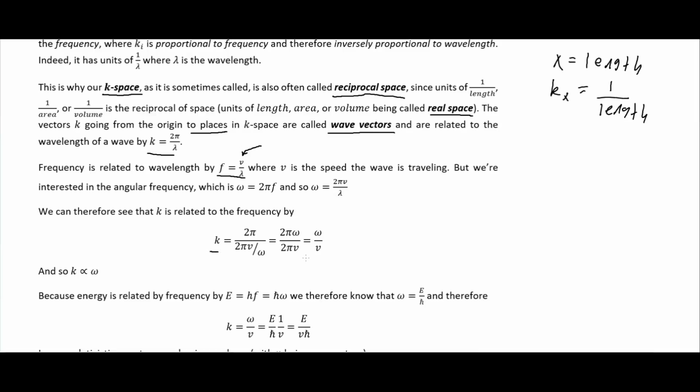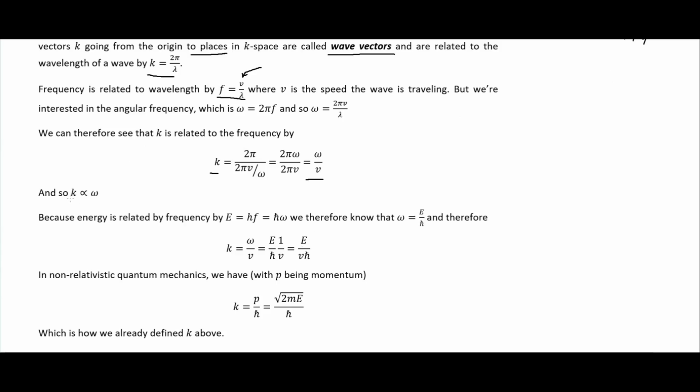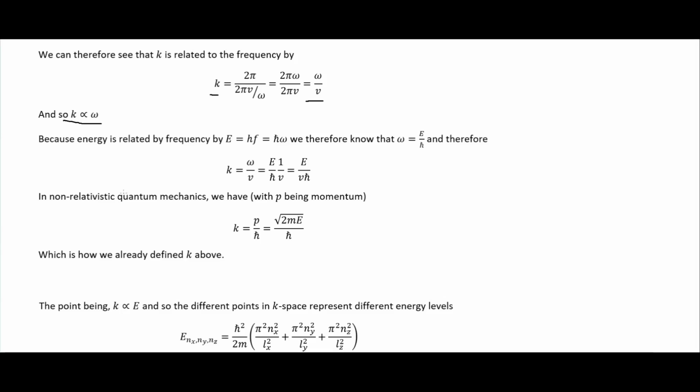So k is omega over v. So our angular frequency divided by the velocity of the particle. And so k is directly proportional to omega. And since the energy of our particle is directly proportional to the angular frequency, so angular frequency is equal to our energy divided by h bar, we now know that the k is directly proportional to our energy. And so you can think of the ks as energy.